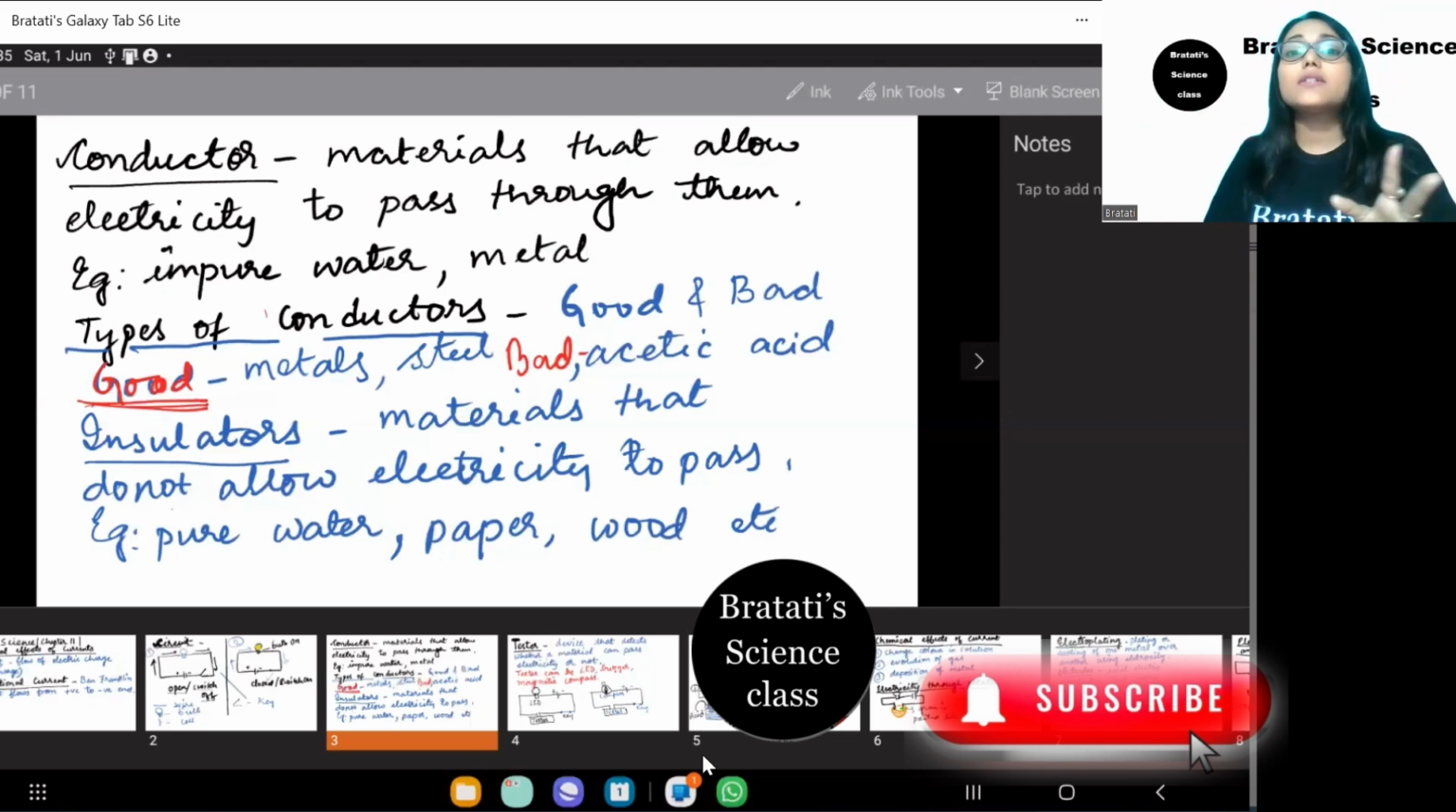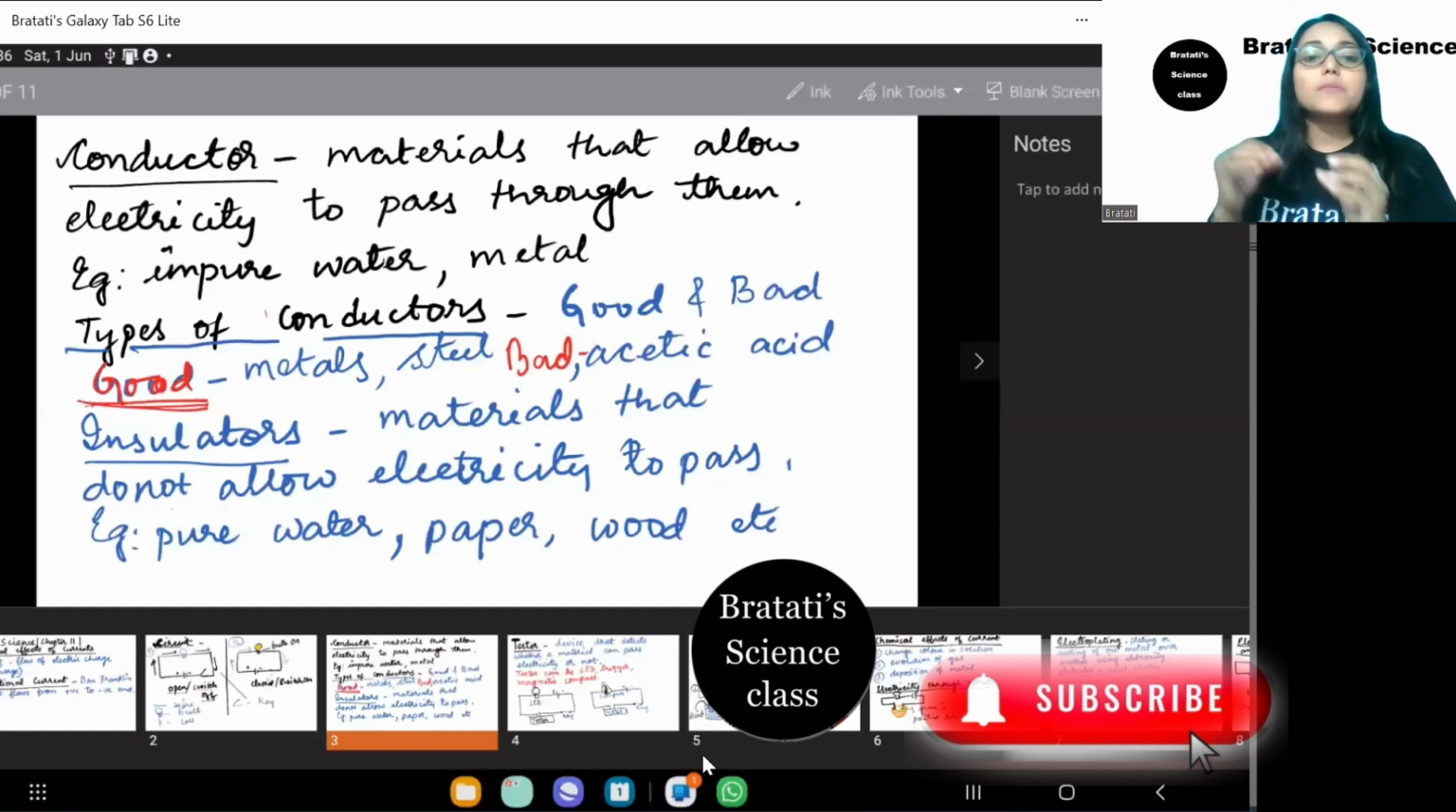Good conductors are any kind of metals and impure water. So there is a magic. Why impure water? Impure water means it's not the distilled water, it's not the pure water. You may have added some salt or lemon juice into it. So now it's impure, right? So that can pass the electricity, but not the distilled water, or what we call pure water.